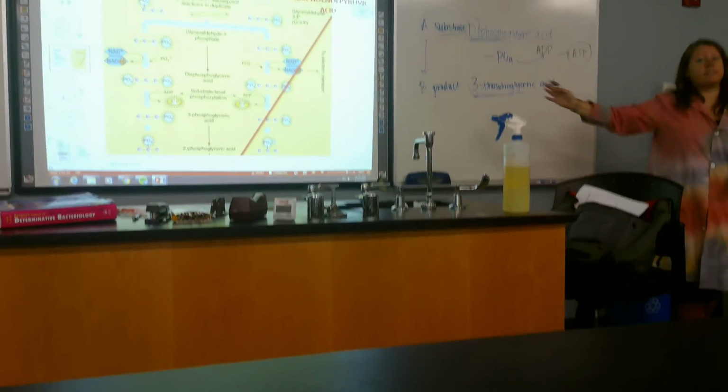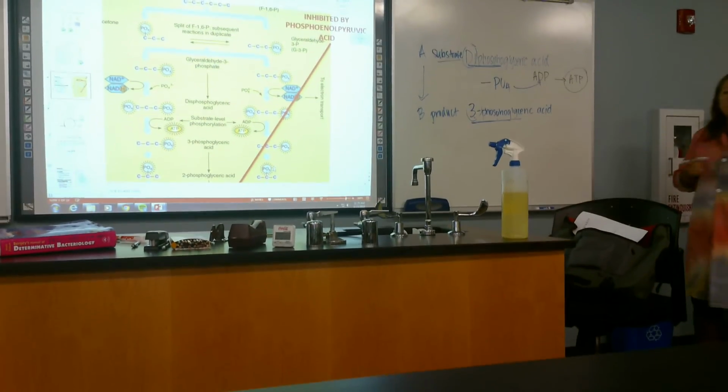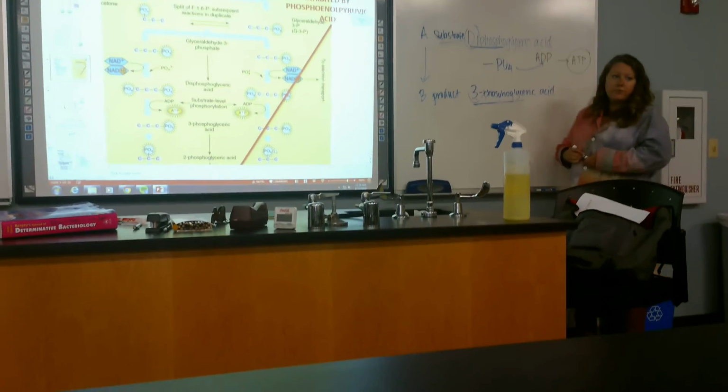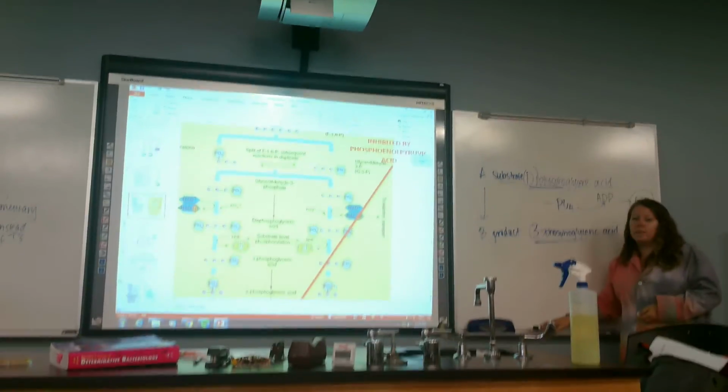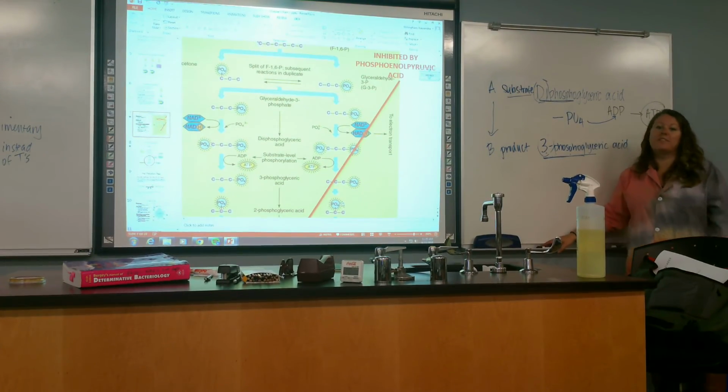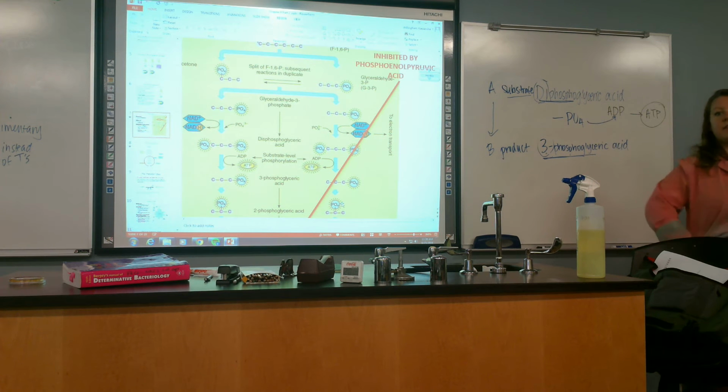So this is an example of it happening in glycolysis. It also is happening in the TCA cycle, which is also the Krebs cycle. Krebs, TCA, citric acid, whatever you like.